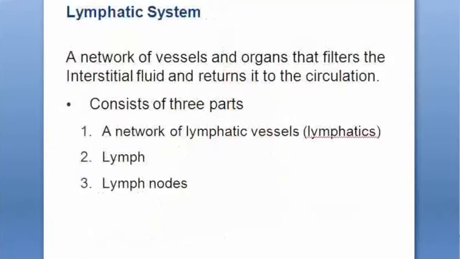So this system is composed of a network of vessels and organs that filter the interstitial fluid, sometimes we refer to that as tissue fluid, and return it to the circulation. When we say returns it to the circulation, we mean what circulation at that point in time? We mean the blood specifically into the veins.